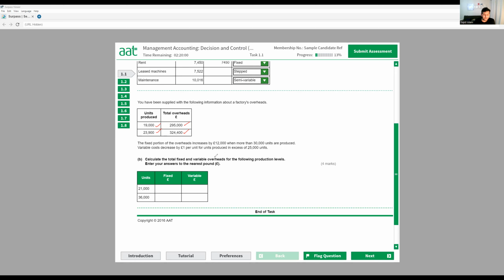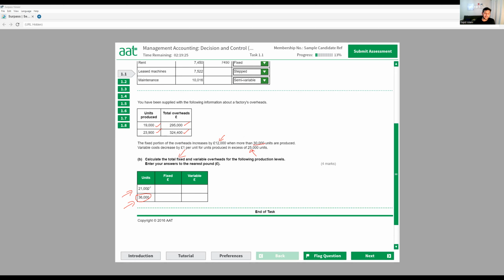So let's have a look. The question is asking to calculate the total fixed and variable overhead for the following production levels: 21,000 units and 36,000 units. We can see the impact will only be on the 36,000, because if I make more than 30,000, the fixed cost will increase by 12,000, and if I make more than 25,000, the variable cost will decrease by 1. So 36,000 is affected by both, while 21,000 units have no impact, a normal calculation.